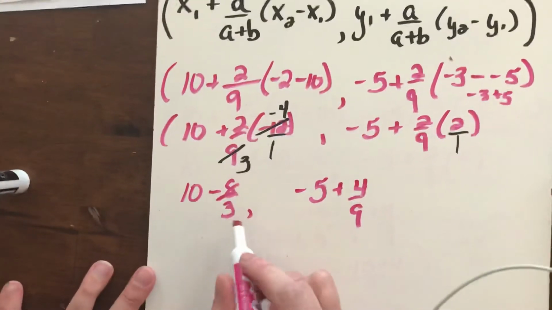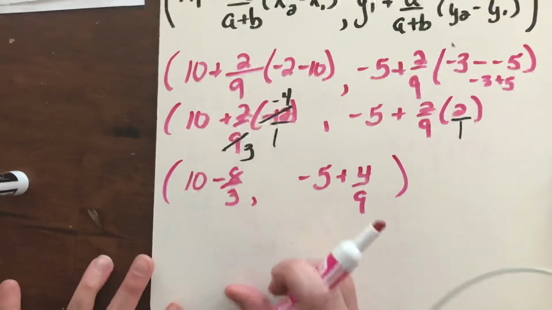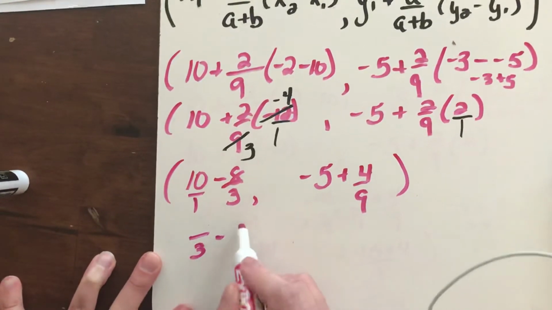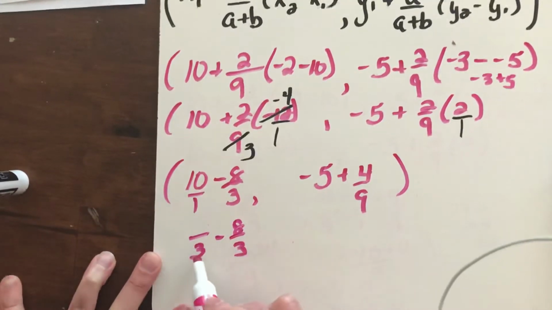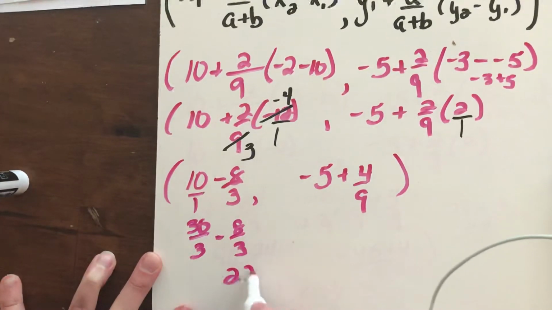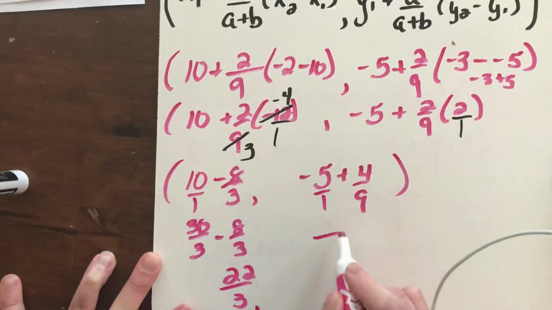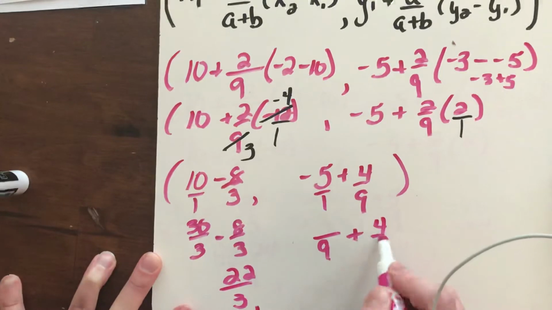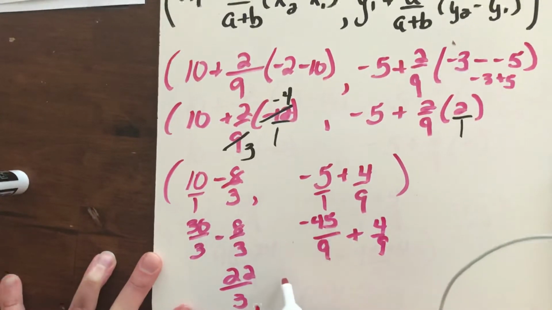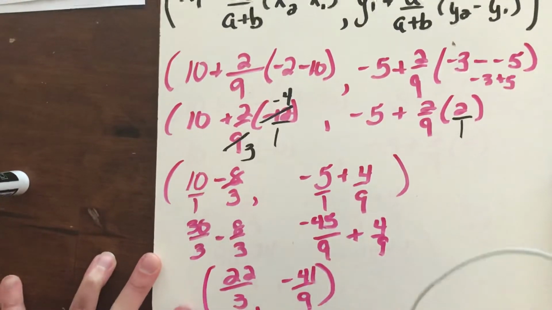So 10 minus 8 over 3. Now, I'm going to do this the long way, the way you guys hate it, where you got to find the common denominator. So it's going to be 10 over 1. So I needed over 3 to subtract the 8/3. 1 goes into 3 3 times. 3 times 10 is 30. 30 minus 8 is going to be 22 over 3. And then this is going to be over 1. Okay, so I needed over 9. So 1 goes into 9 9 times. 9 times -5 is -45. So I'm going to have -41 over 9. Now that would be my fraction form.